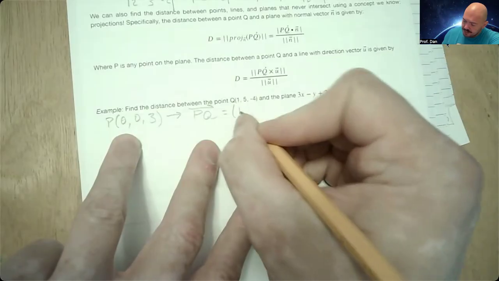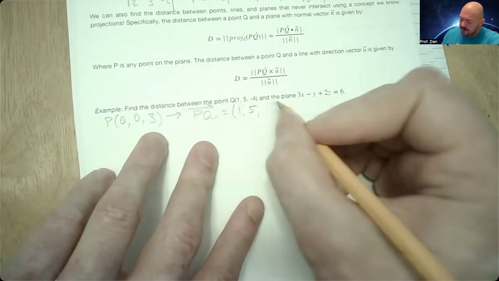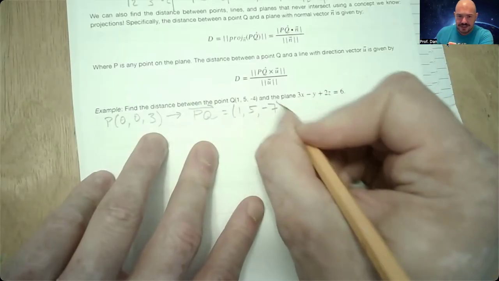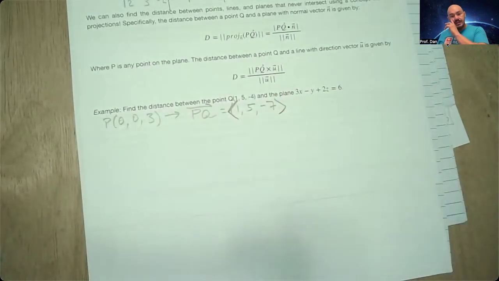So 1 minus 0, we get 1. 5 minus 0, we get 5. -4 minus 3, we get -7. It should be pointy. There we go. So that's our vector PQ.